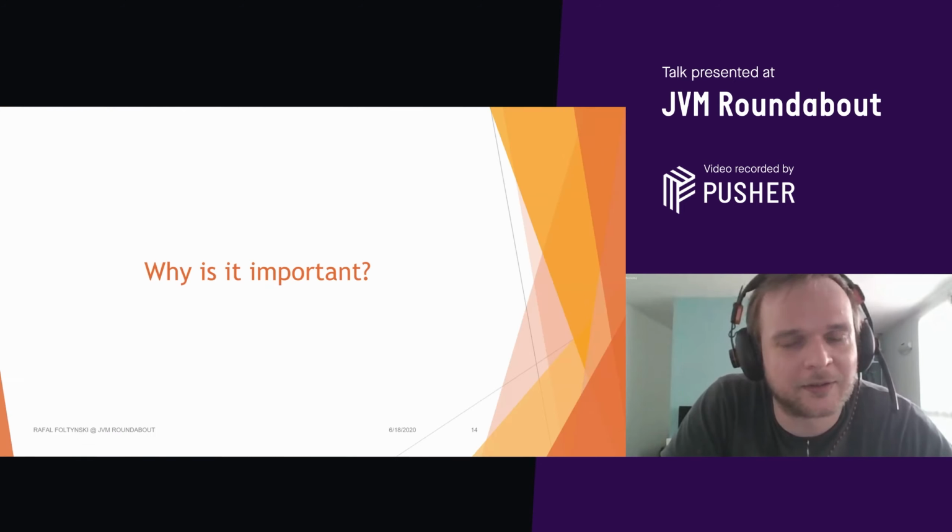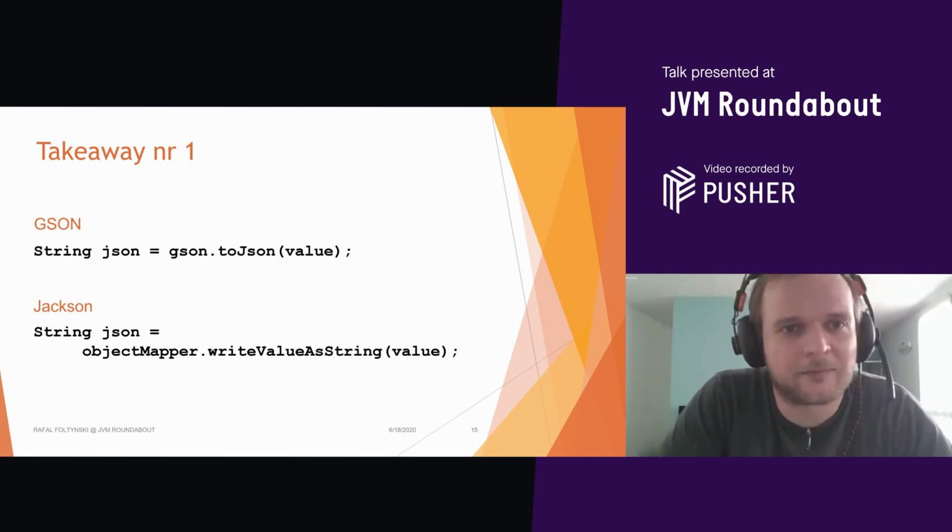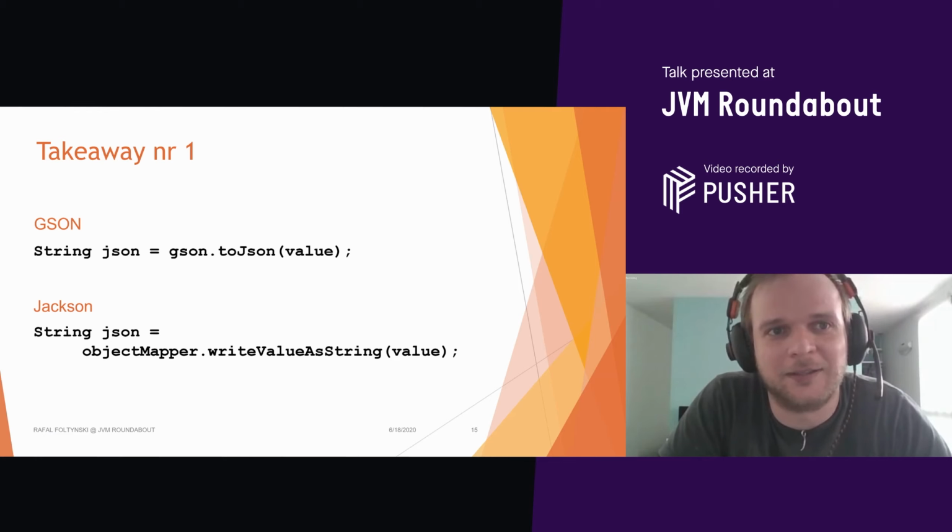So why is it important in a scope? The takeaway number one from this talk I would like you to remember is that object pooling can be used to replace some of the pain points in our Java applications. One of the common mistakes that we make during development is serializing our objects to a JSON string.